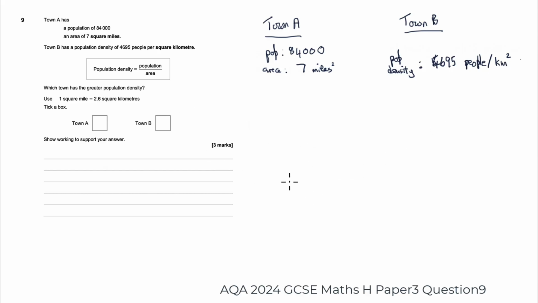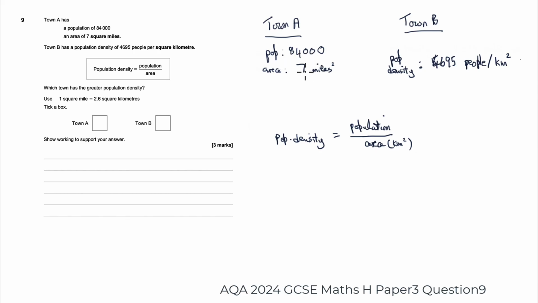So what is the population density? Well, there is a formula here that the population density is given by the total population divided by the area. And the figure we're given for town B, remember the area was in square kilometres. We're asked which town has the greatest population density. So basically we have to look at town A and work out what the population density is.